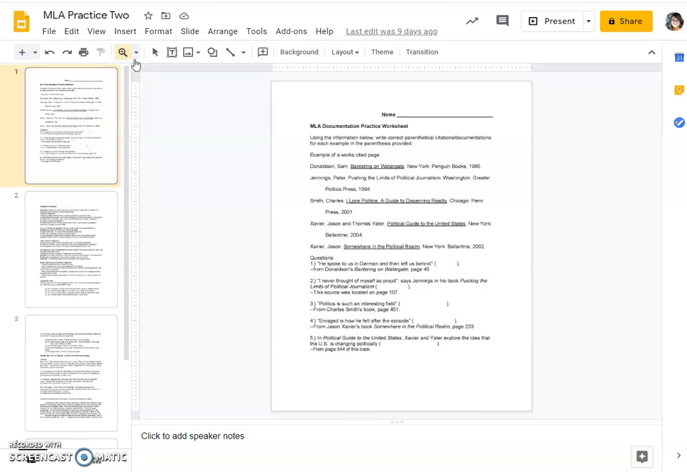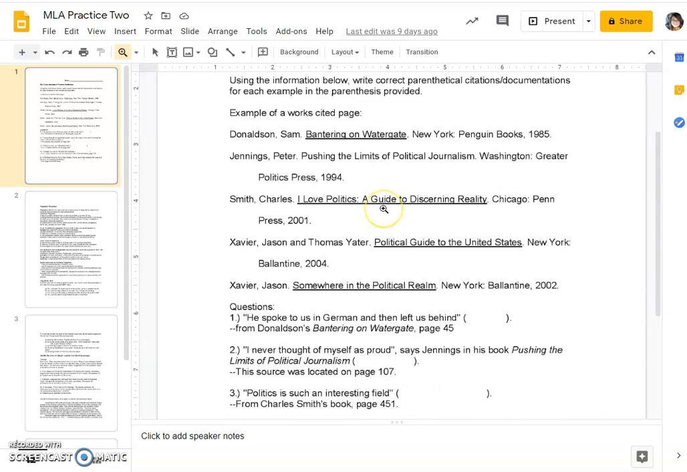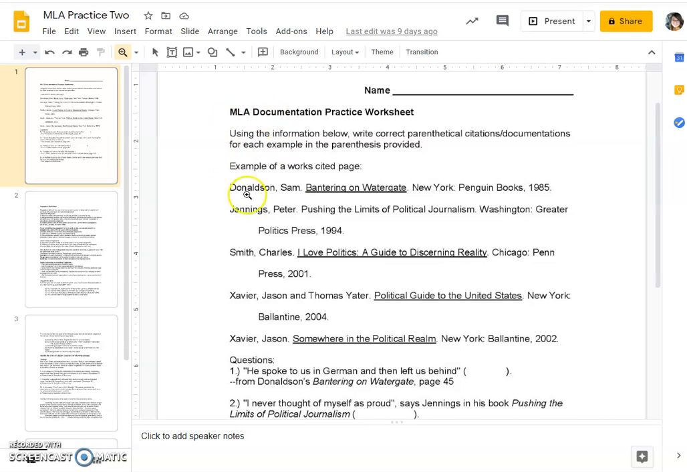Alright, this is going to be MLA Practice 2. You should have already done your MLA notes and your Practice 1 on Tuesday, so this is Wednesday, MLA Practice 2, and then you'll have one more, MLA Practice 3, on Friday, and you're going to do that one all on your own. So we're going to start right here.